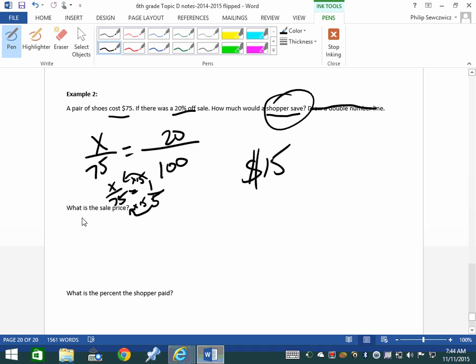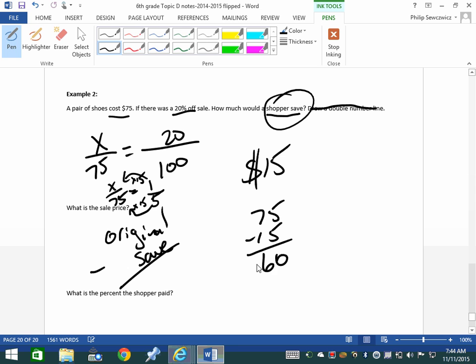So the sale price is the original minus what you're going to save. The original price was $75. How much are we saving? $15. So the price here is $60.